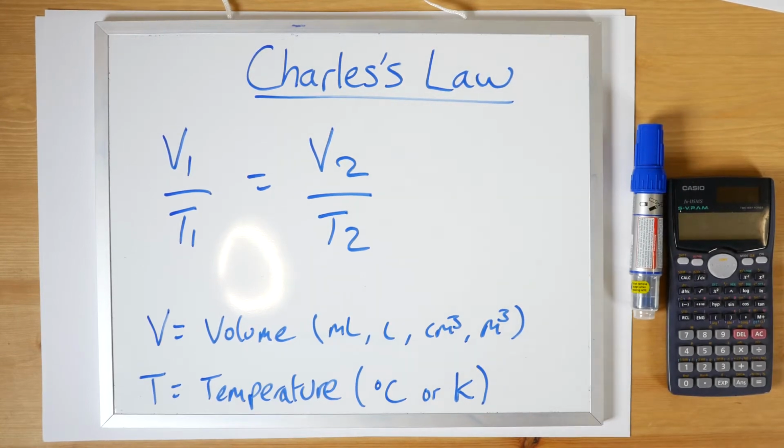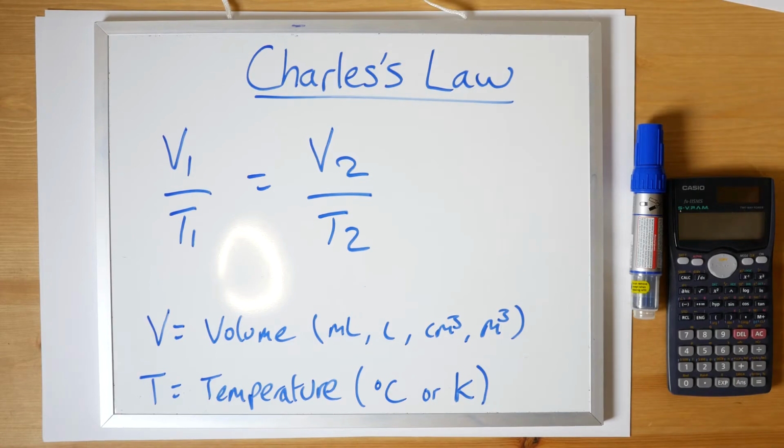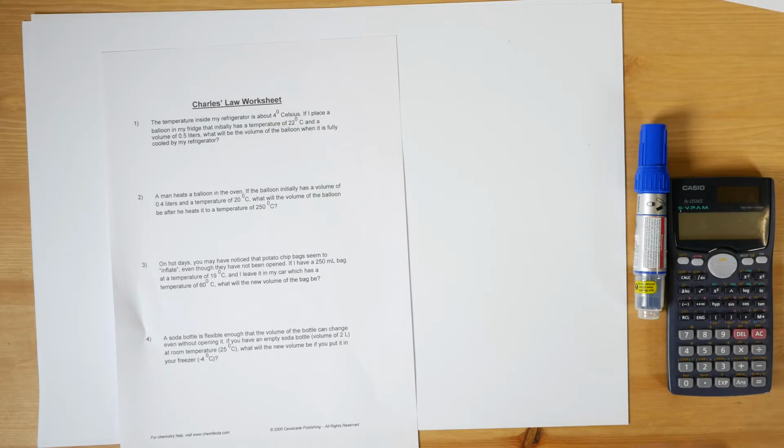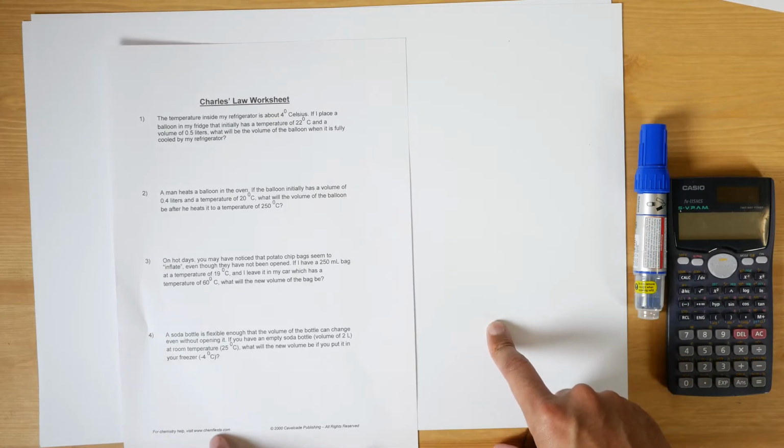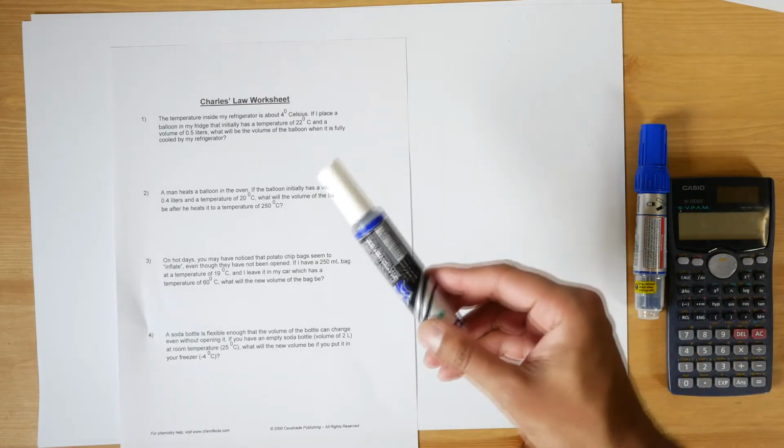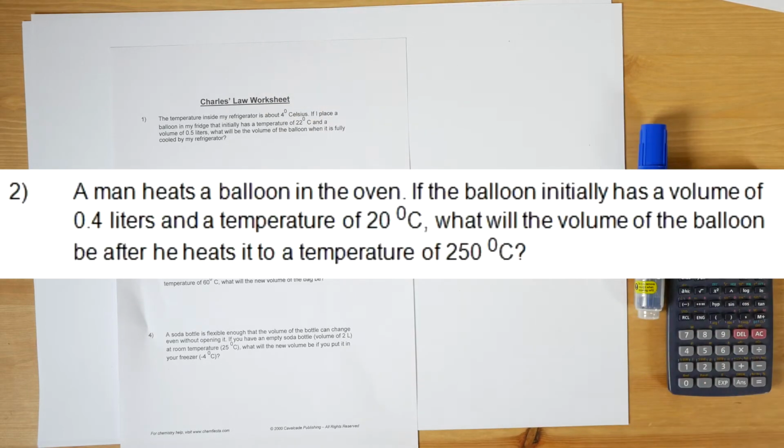Okay, so let's have a look at a couple of sample questions. I've got a worksheet right here, and we'll do a few questions from this. So here we are. Here's a Charles's Law worksheet. And I'll start off with, let's just pick number 2. And it says, a man heats a balloon in the oven. If the balloon initially has a volume, so that's V1, of 0.4 liters, and a temperature of 20 degrees centigrade, what will the volume of the balloon be after he heats it to a temperature of 250 degrees centigrade?